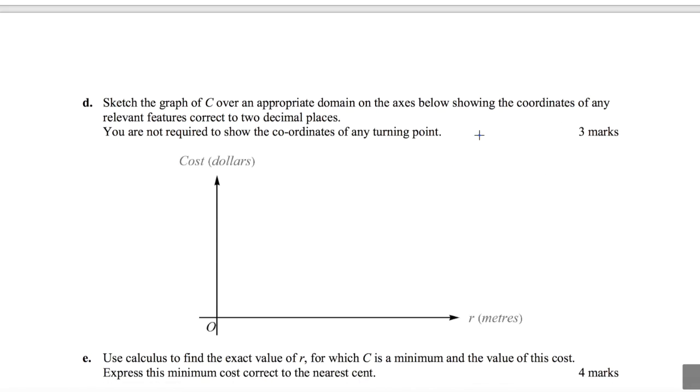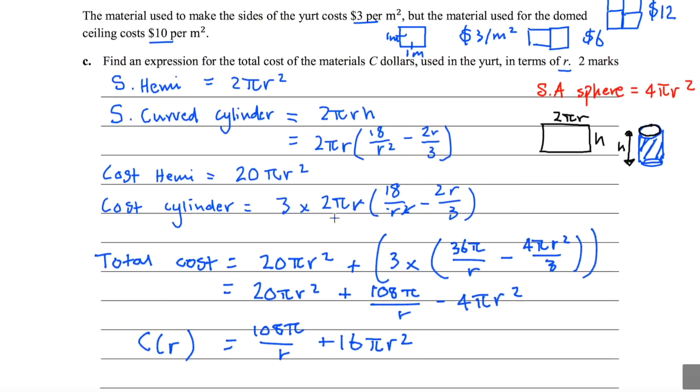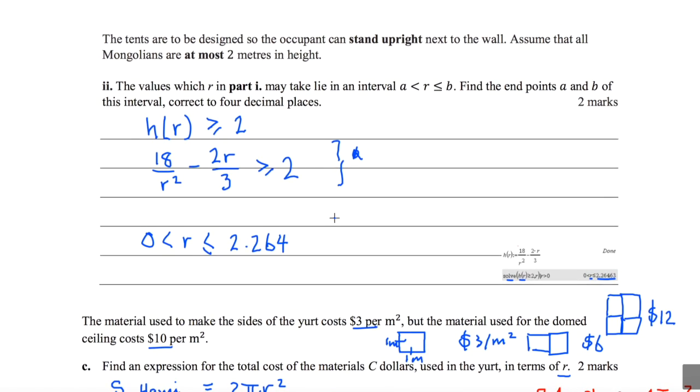Sketch the graph of C over an appropriate domain on the axis below, showing any coordinates of the relevant features correct to 2 decimal places. You're not required to show the coordinates of any turning points. All right, I've seen this before. It looks something like that. We know that our radius goes from 0 to 2.26, I think we said. What did we say earlier? 2.264.